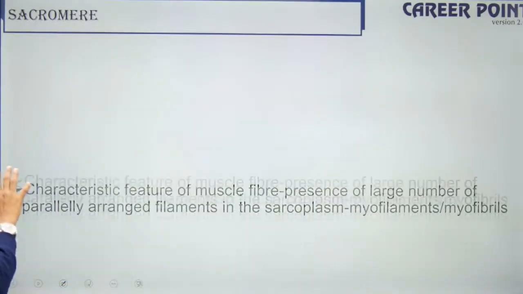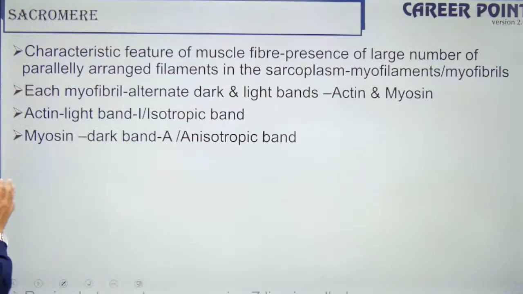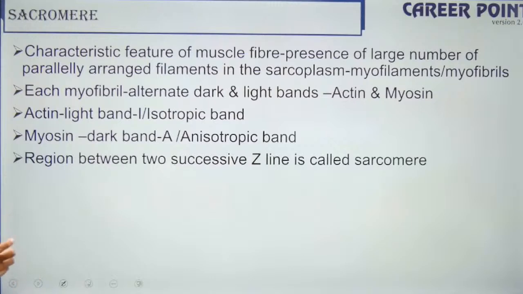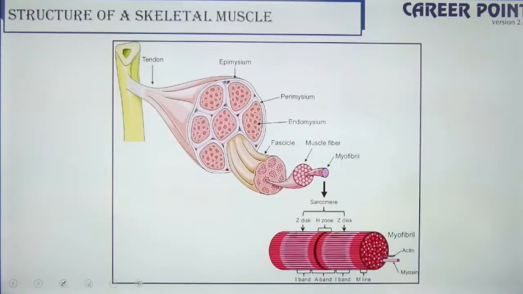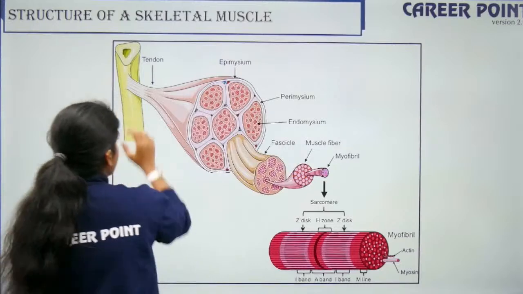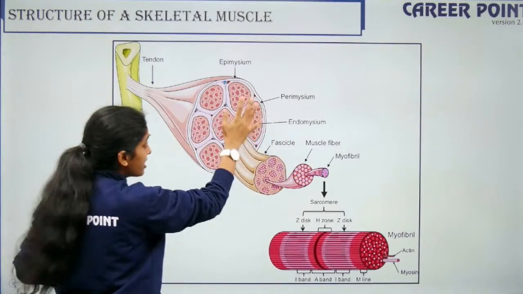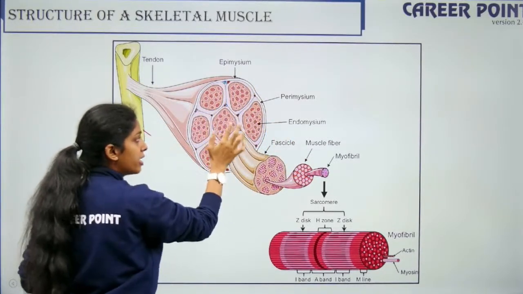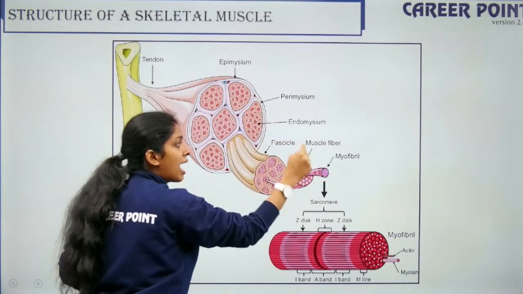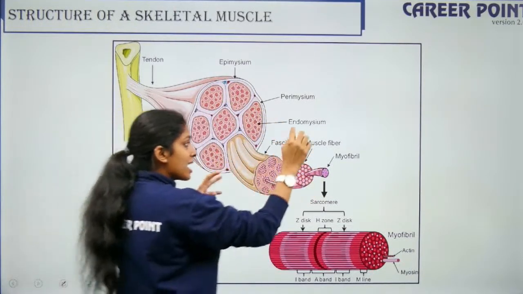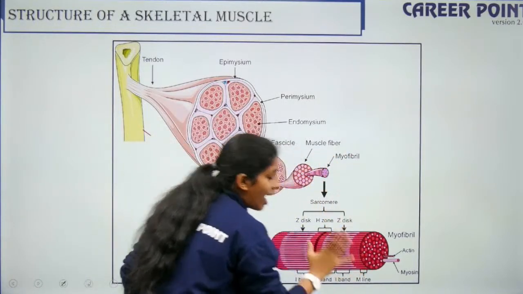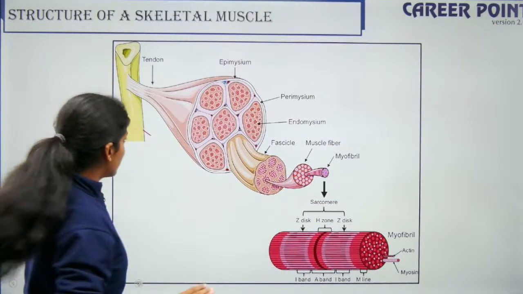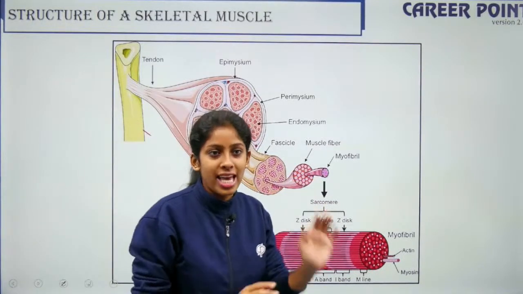So now I will show you a detailed picture. This is what we have been talking about. We have two proteins which give rise to these thick and thin bands. One is actin and the other is myosin. Here I have a proper structure. This is my entire muscle. Inside the muscle I have muscle bundles. Inside each bundle I have muscle fibers. Inside each fiber I have myofibrils. Inside the myofibril I have the sarcomere. So this is the entire structure of a skeletal muscle.